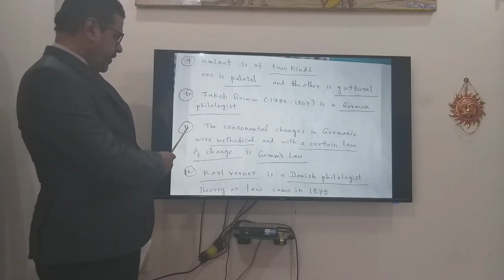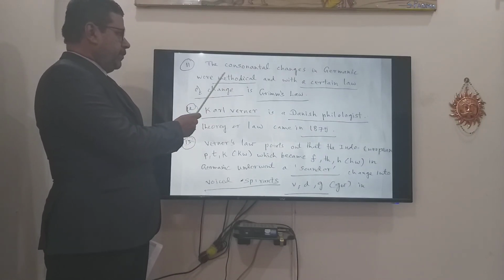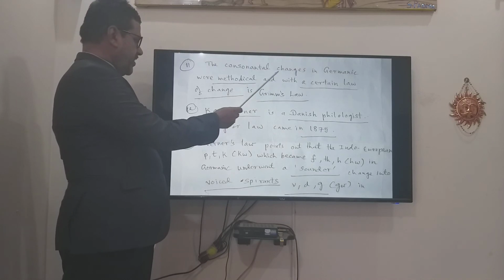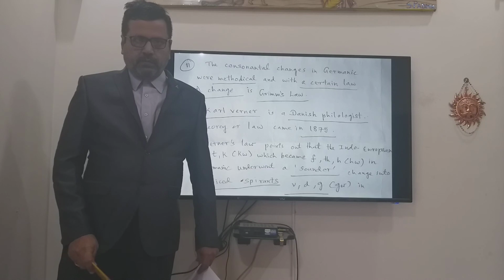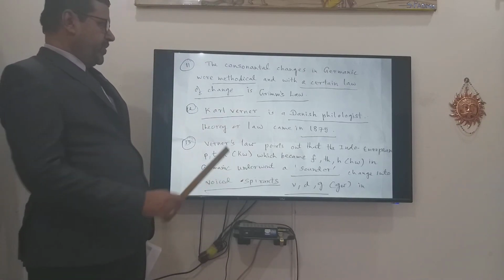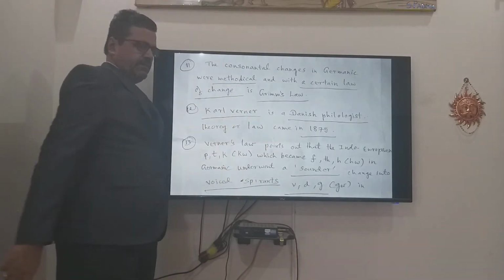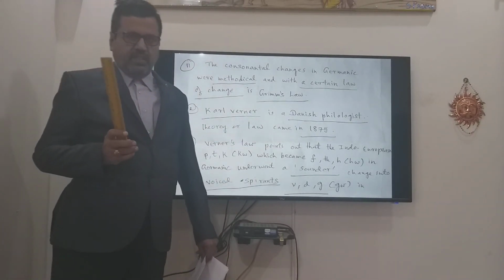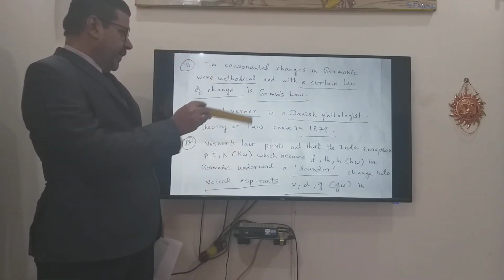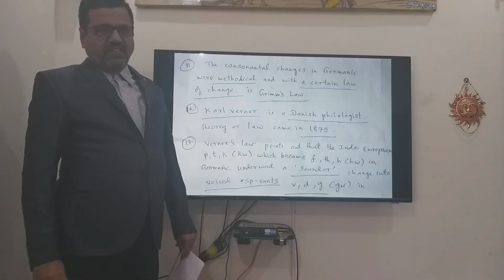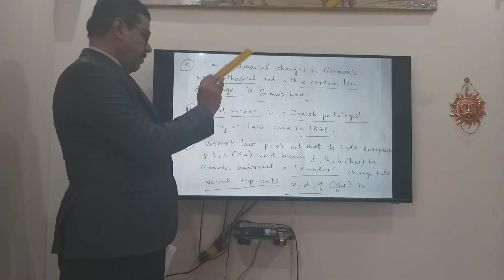Next, number 11. The consonantal changes in Germanic were methodical and with a certain law of change is Grimm's law. So they may ask what is Grimm's law. You have to remember the short definition. Consonantal changes in Germanic were methodical. In all the Germanic languages, the consonantal changes happened gradually, but with a certain law of change. That law is explained by Grimm. It is called Grimm's law.